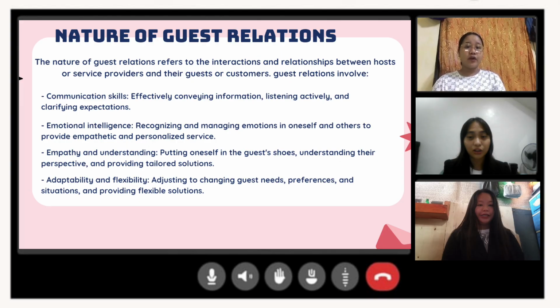So there are four important points that involve guest relations. So the first one is the communication skills. So communication skills, dito papasok yung effective communication. Kailangan clear and concise yung pag-explain mo ng mga bagay-bagay. Marunong ka makinig ng mabuti or active listening, and you also clarify expectations beforehand para walang misunderstanding.